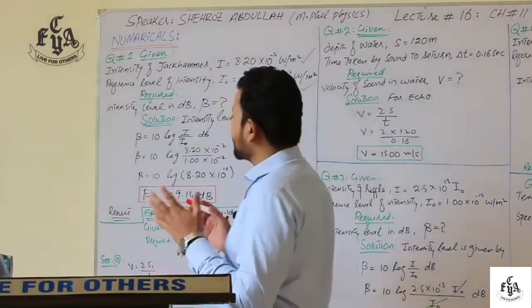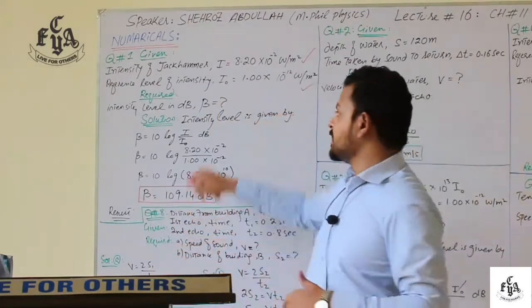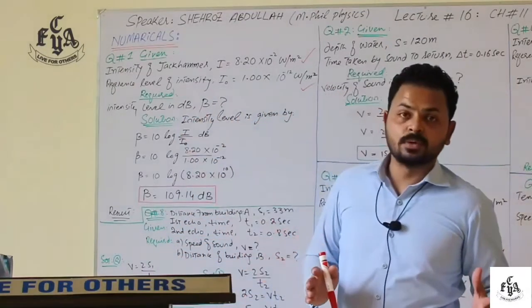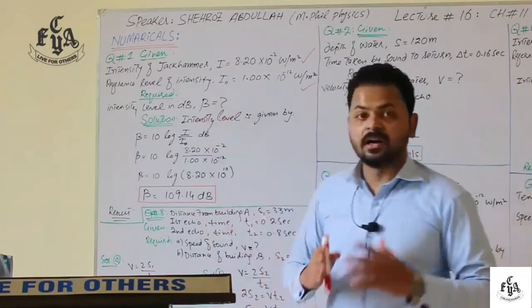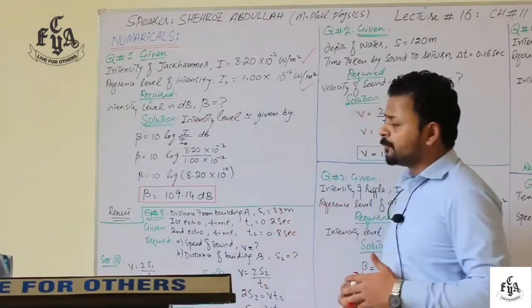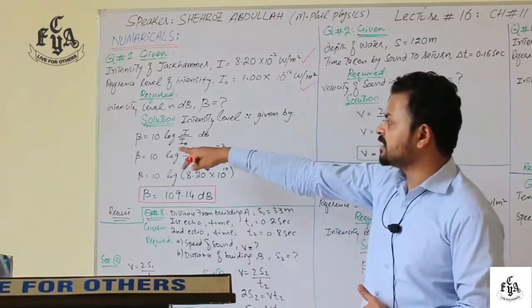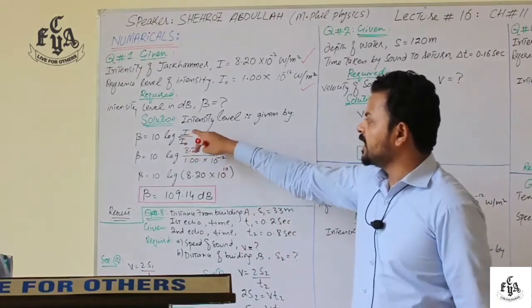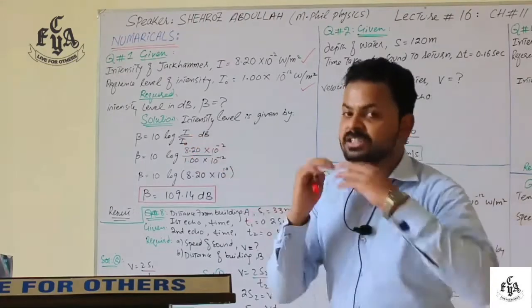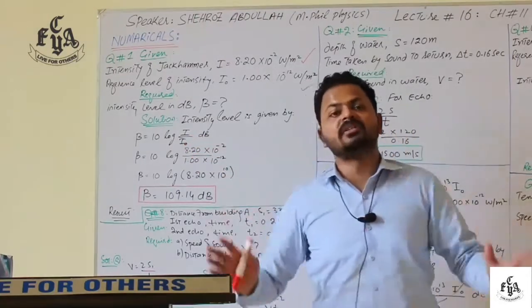Okay, the reference level of intensity is given to you. What we are required to find is the intensity level in dBs, means beta we need to find. From the formula that we have derived, we know that beta is equal to 10 log of I divided by I naught into dBs. Just put the values over here. When you put the values, you can have the answer.